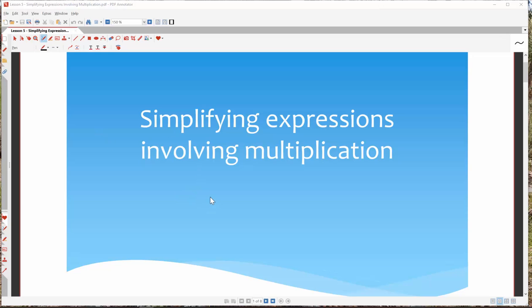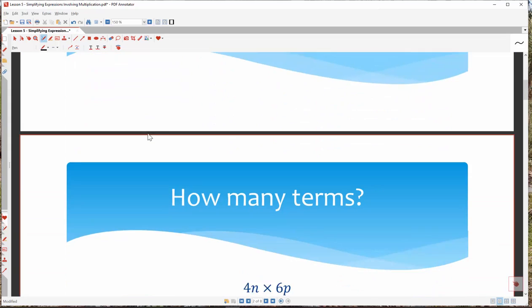Last lesson we looked at adding and subtracting like terms to simplify expressions. So for example, we had this expression here, 3x plus 2x. We were collecting like terms to say that the answer is 5x. We're going to use a different strategy when multiplication is involved. So let's have a look.